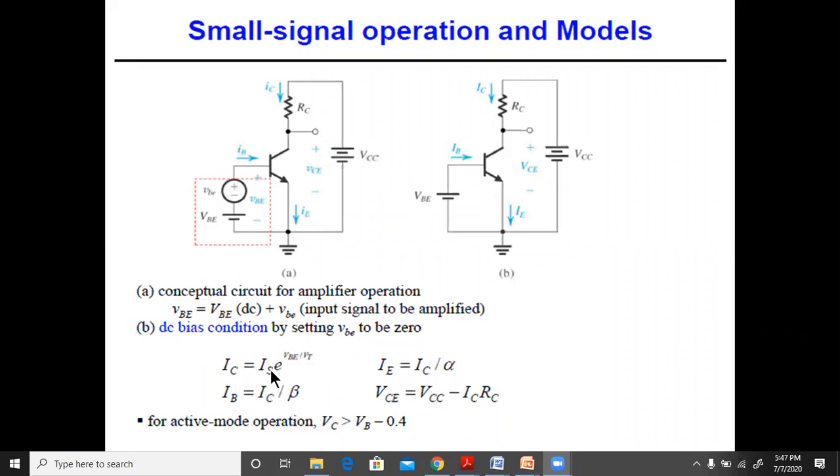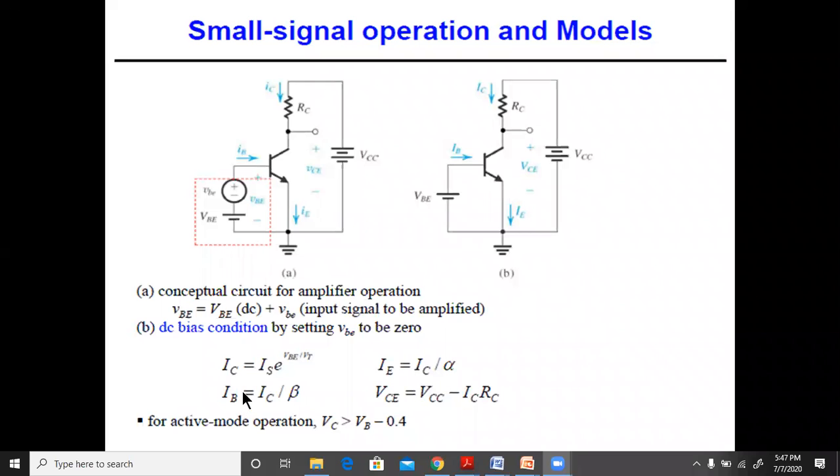Some people call it ICBO also in place of IS, but here he has simplified the symbol and put IS to refer to the saturation current, right? The reverse saturation current, e to the power of, here it will be the capital VB by VT.